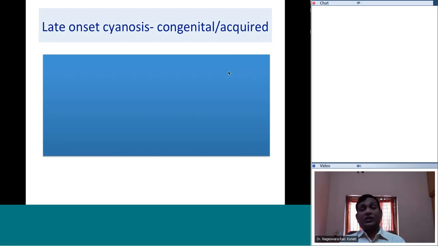So you can see, the late onset cyanosis causes include acquired pulmonary AV fistulas. Acquired pulmonary AV fistulas are seen in case of liver diseases. Liver factors constantly go to the lung and keep the pulmonary AV fistulas closed. Suppose there is a liver disease, these factors will not go to the lung, and then pulmonary AV fistulas will open and there will be cyanosis.